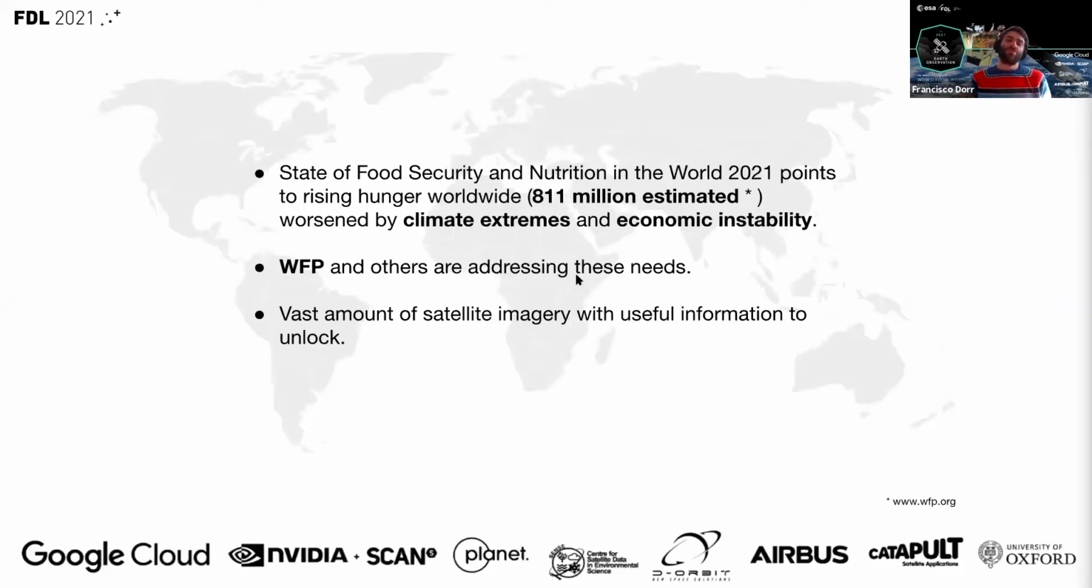First, let me introduce you to the context of the problem. Right now, current reports say that over 800 million people are suffering from food insecurity. And this has been worsened by climate extremes and economic instability. So the World Food Programme and others are addressing these needs. And we have a vast amount of satellite imagery that has useful information that can help to address these problems.